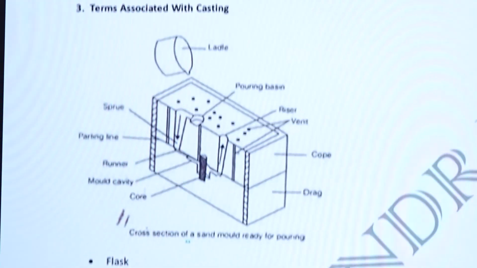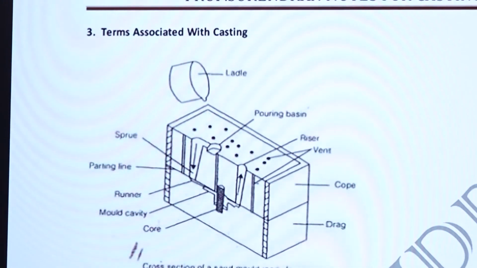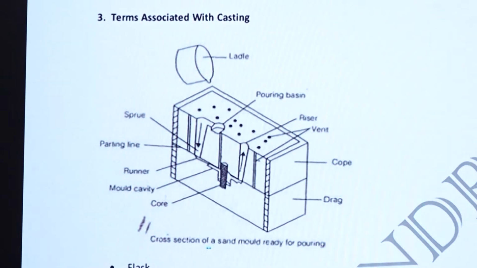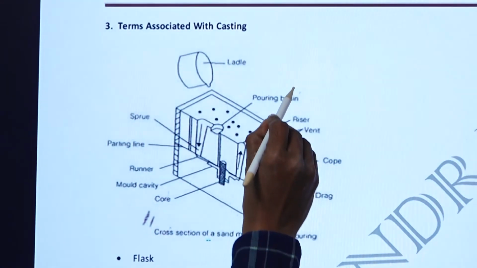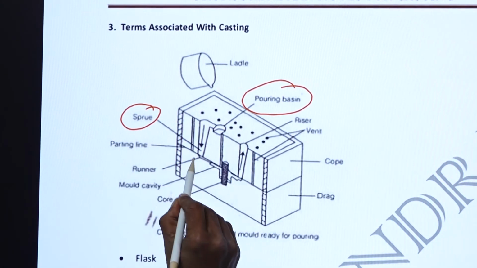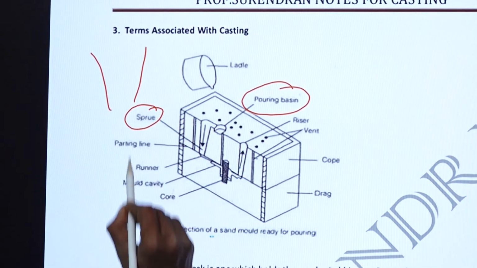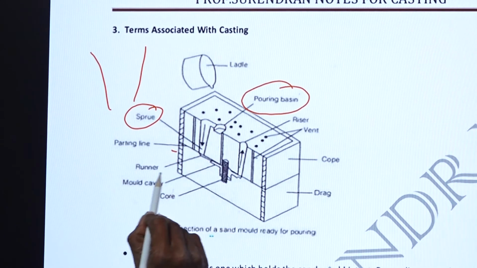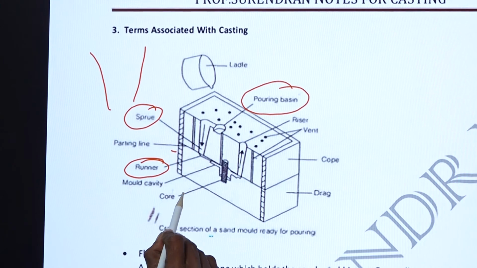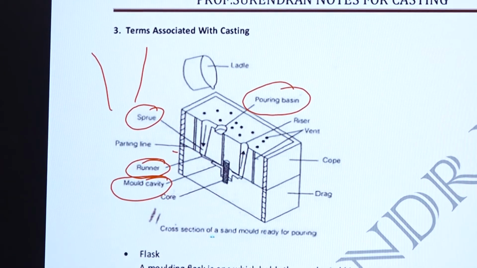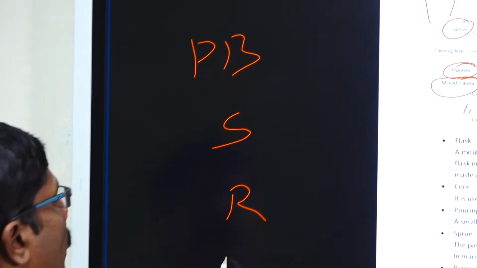So this is a setup of the casting where the metal has to be poured into the pouring basin. It has to be poured in the pouring basin. After the pouring basin, it has to come to the sprue. Sprue is the conical passage, and it has to pass through the runner. Next runner, and then mold cavity. So pouring basin, sprue, runner, mold cavity.